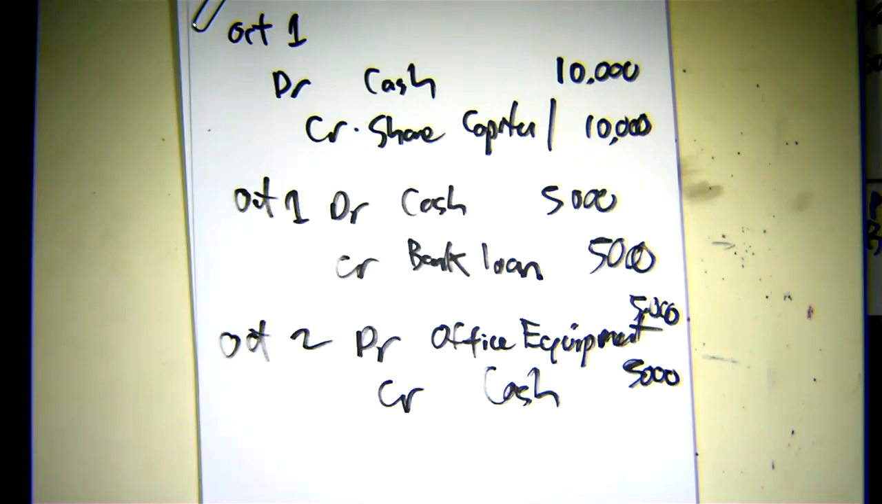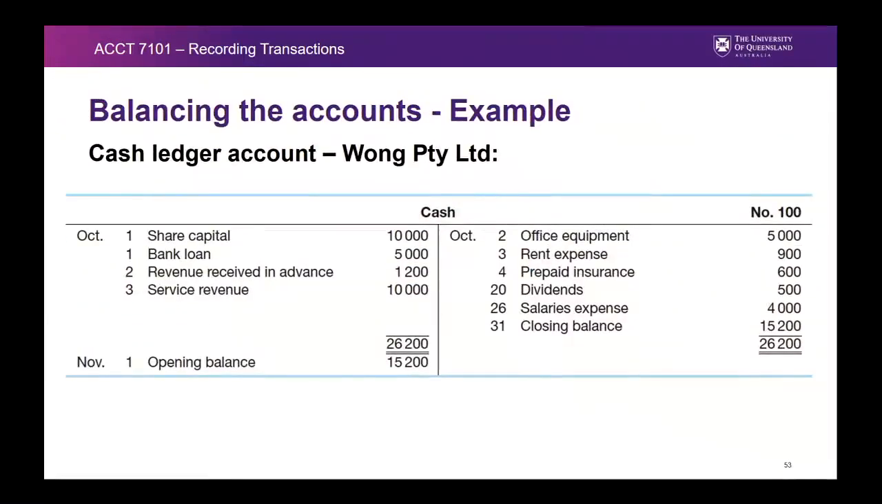So let's have a look at one. Any questions so far? So if I'm just starting with the information in my T ledger, I can work out what the journal entry underlying it was. So let's have a look at just one more. I've got revenue received in advance. So October the 2nd, revenue received in advance, it's $1,200. So we've debited cash $1,200, and I'll know to credit revenue received in advance.